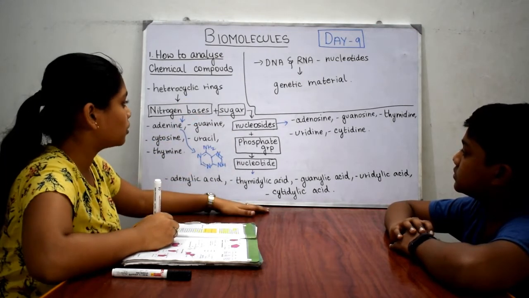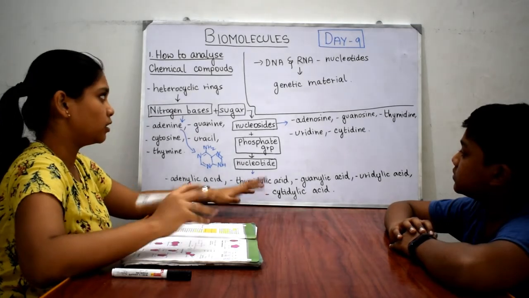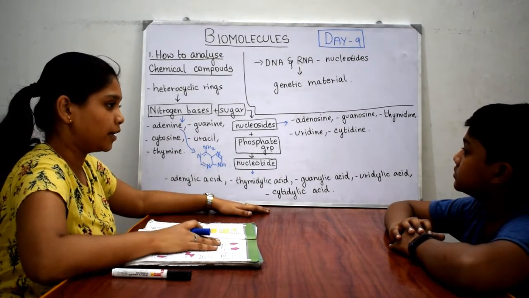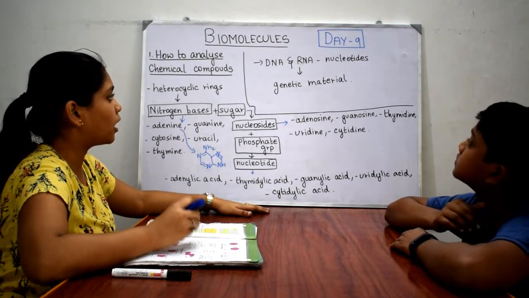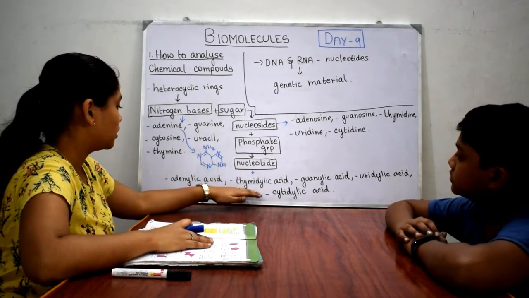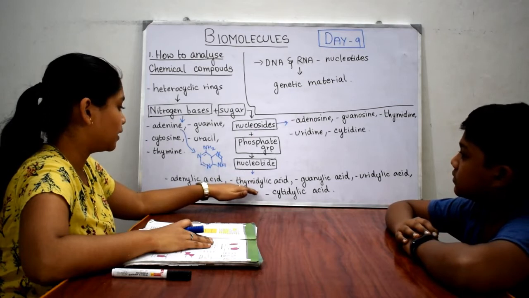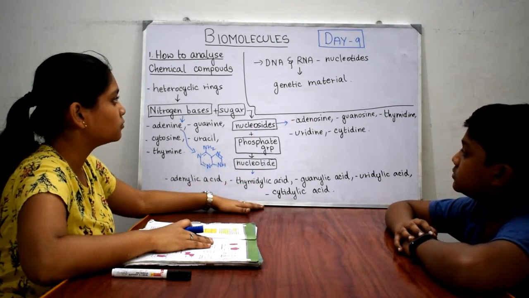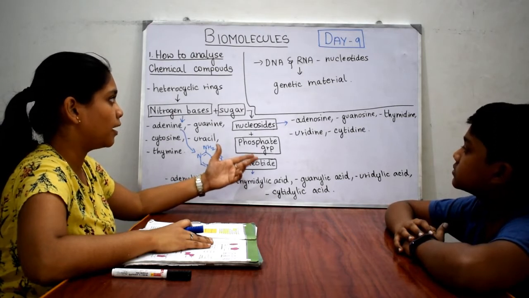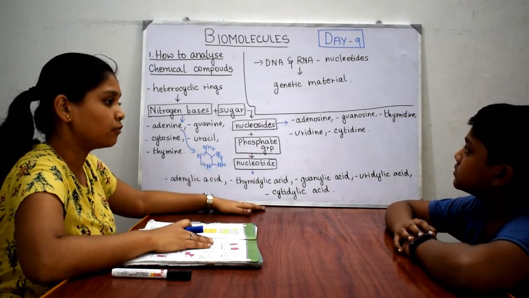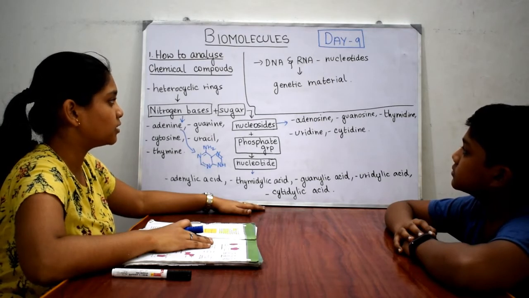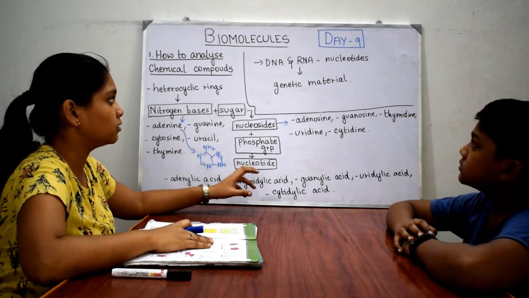Okay. So in general in organisms, DNA or RNA will be present. Both are made up of nucleotides like adenylic acid, thymidylic acid, guanylic acid. So like that it is made. This DNA and RNA act as the genetic material for the organism. It is present inside the nucleus and contains the genetic material.